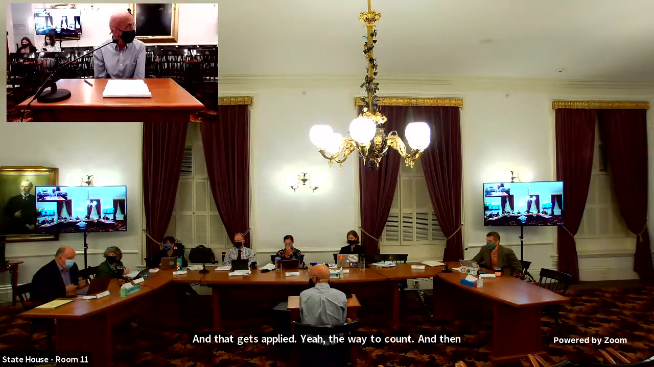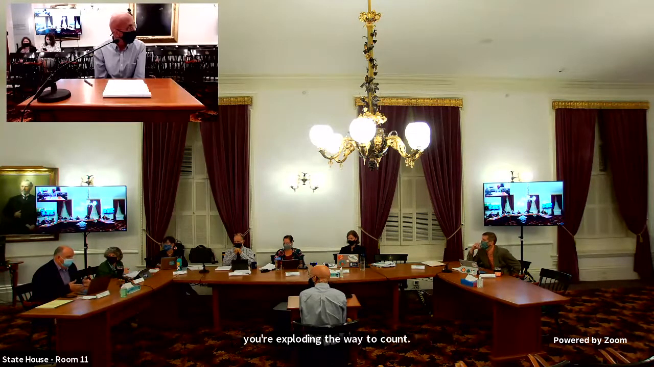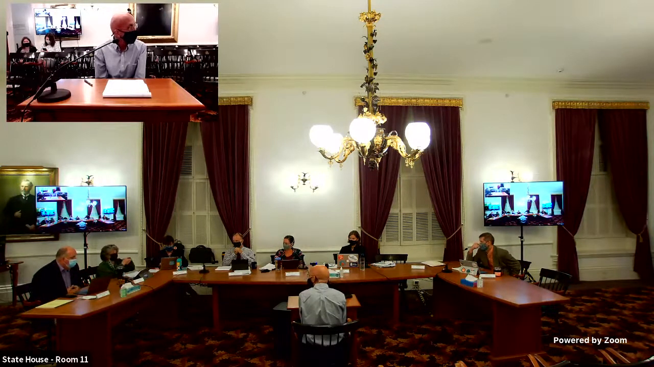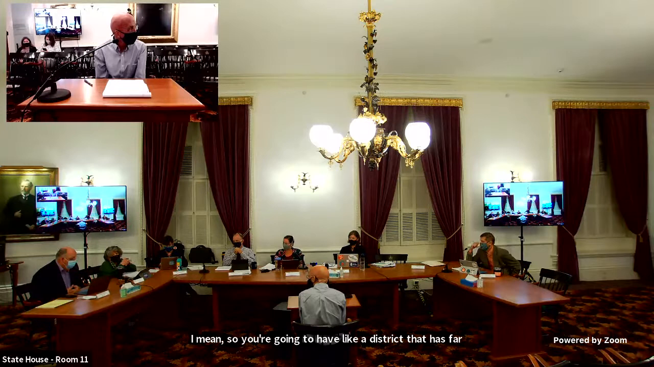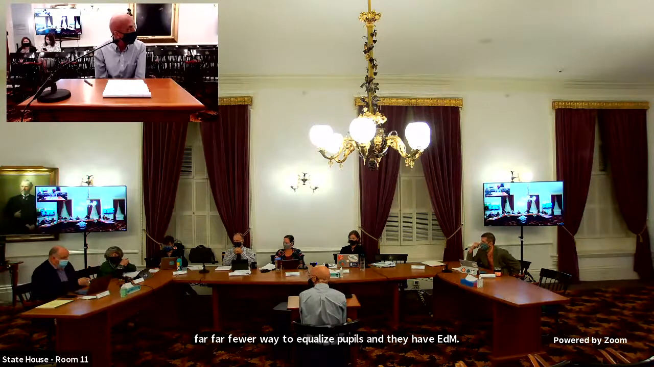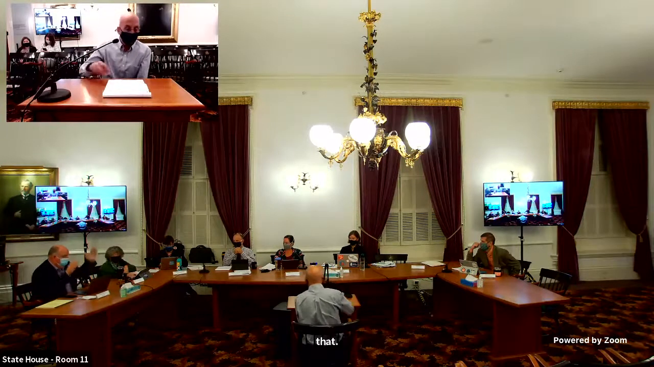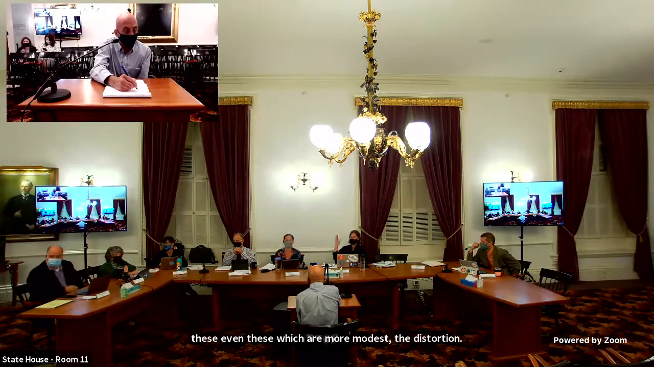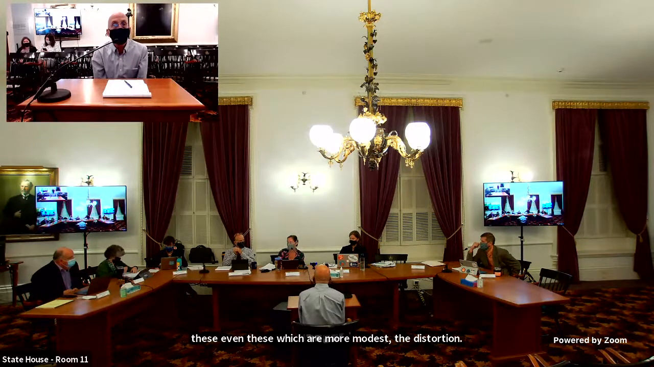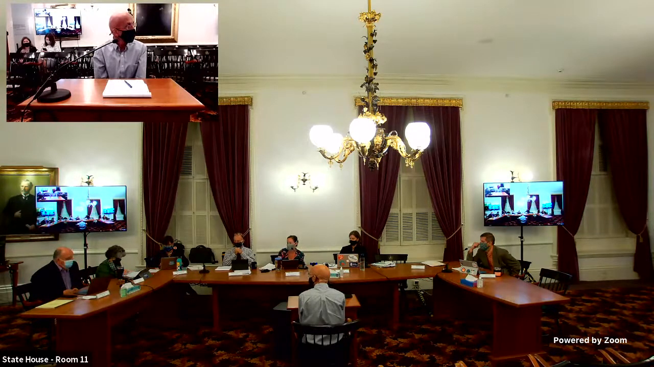If you're exploding the weighted count, that equalization ratio decreases significantly and its impact on the distribution is more significant. You're going to have a district that has far fewer weighted equalized pupils than they have ADM count. The distortion right now is probably like that. With these, even though they're more modest, the distortion is going to be really large. I think it'll be really useful to see a model that shows that across districts, which is something we haven't been able to see yet.